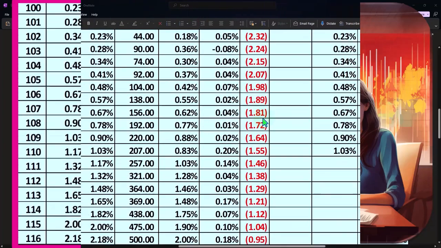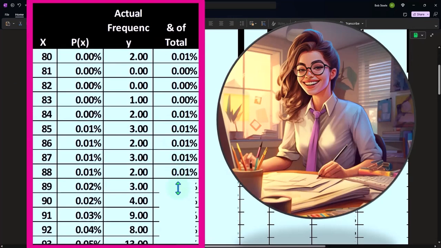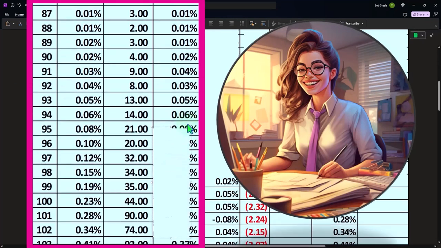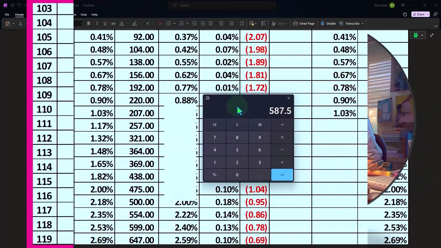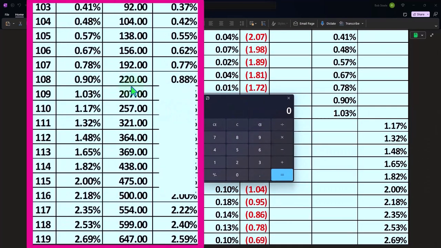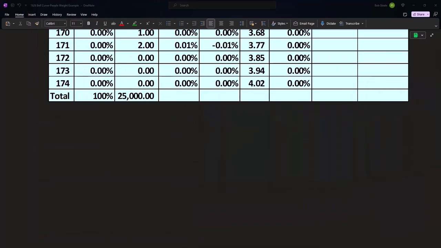Or I can take my actual data and convert it into a percent by taking each of these divided by the total. So I can take, for example, let's go down here where we have some larger numbers. Let's take this one and say, I'm going to take my count, the actual count, 220 divided by the total, 25,000. And that gives us, if we move the decimal two places over, the 0.88. This one is 207 divided by 25,000 gives us, if I move the decimal two places over, 0.83% about. And if I add up all the percentages, they should add up to 100%. I didn't do the total down here, but they should add up.